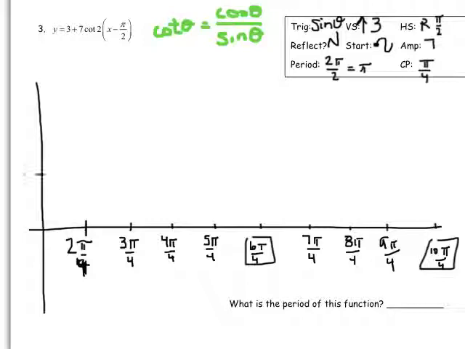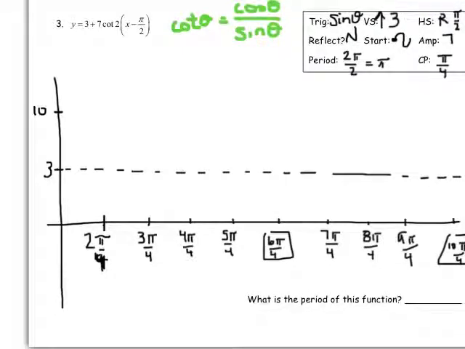If I move vertically up 3, that's my new sinusoidal axis. And from that, I'll go 7 up, which lands me at 10. 7 down lands me at -4. And from there, sine starts in the middle, and then from the middle it goes up, middle, down, middle, up, middle, down, middle. Once again, if you want to connect these, you can.